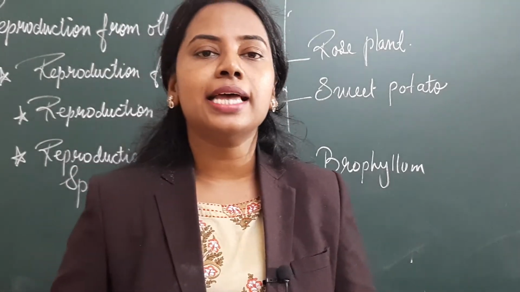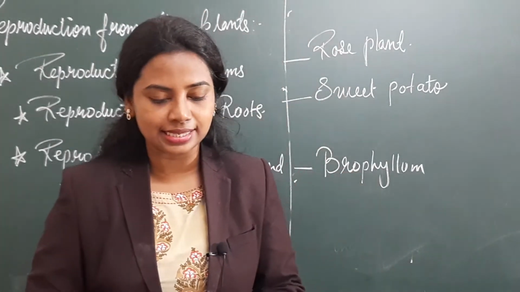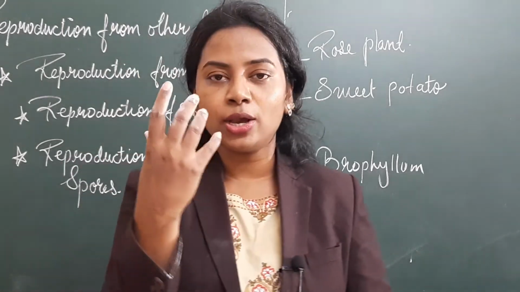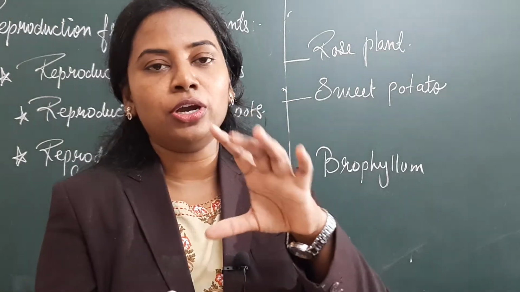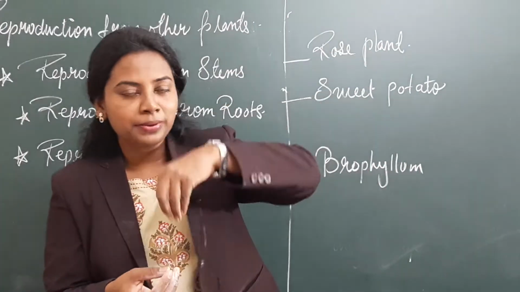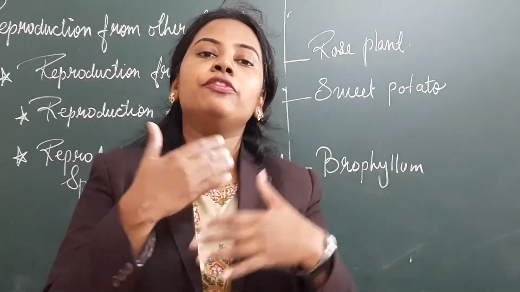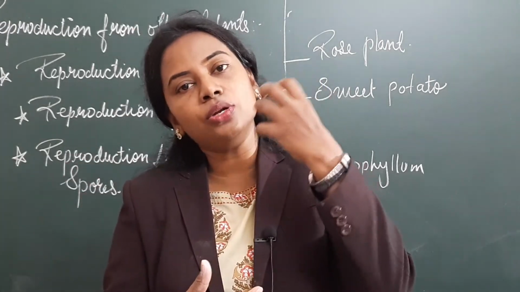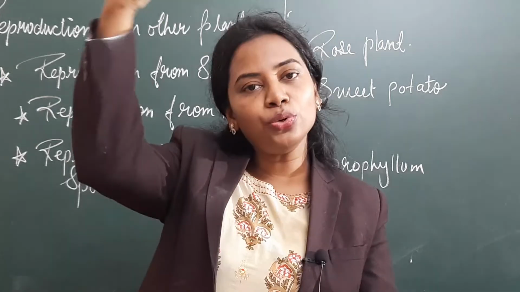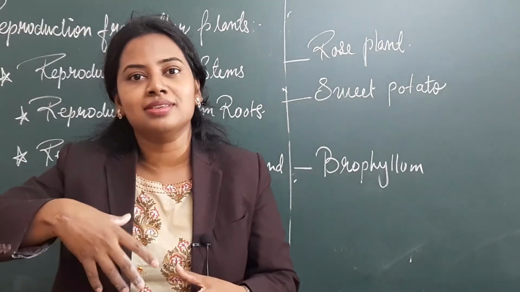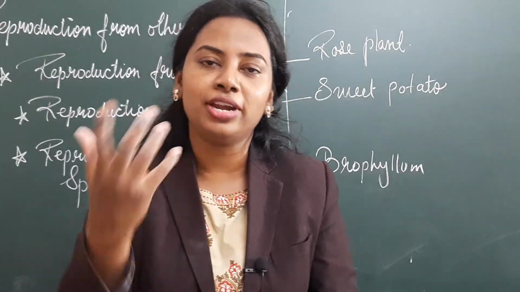For homework, I would like to give you an activity. For the activity on page number 7, you have to take an onion and a bottle filled with water. You have to put the onion inside so that the roots are dipped in the water, and continuously observe for 10 to 12 days. You have to see how the root grows, how the shoot grows. You can see the spring onions, how they come.